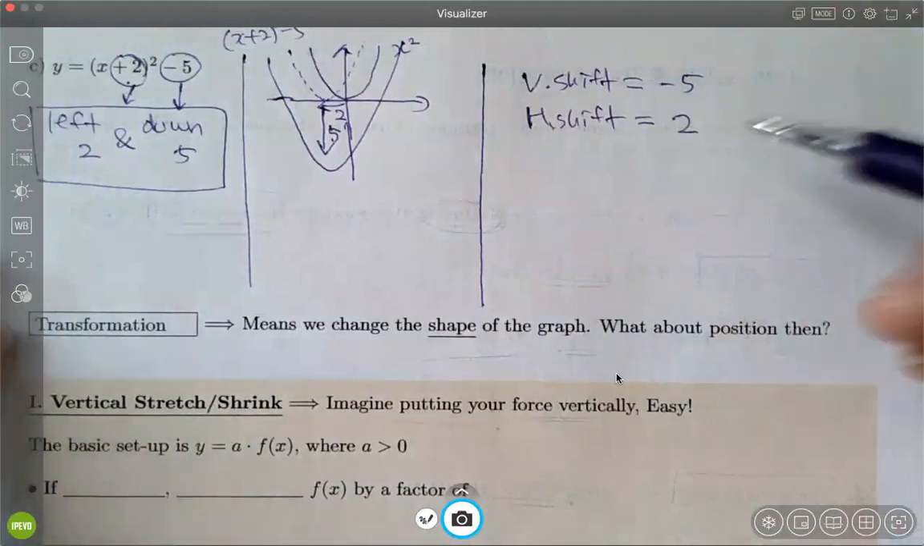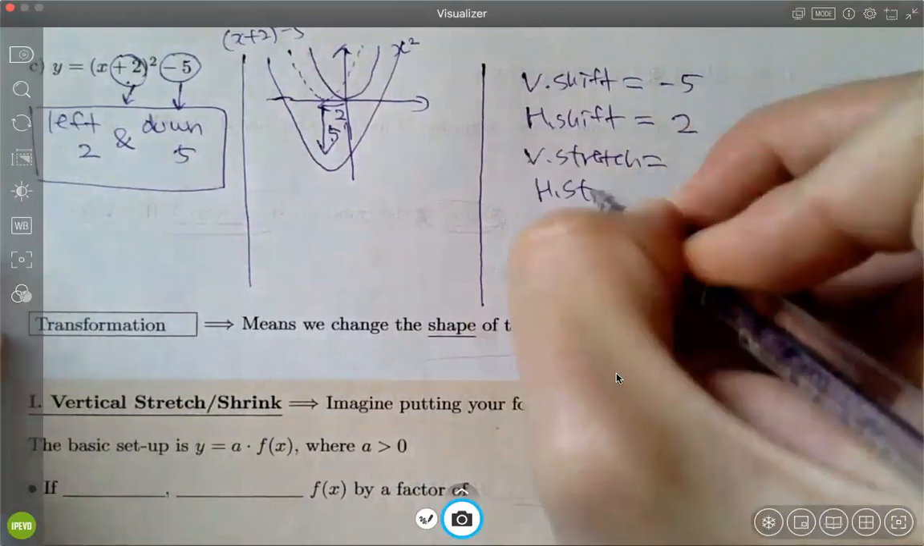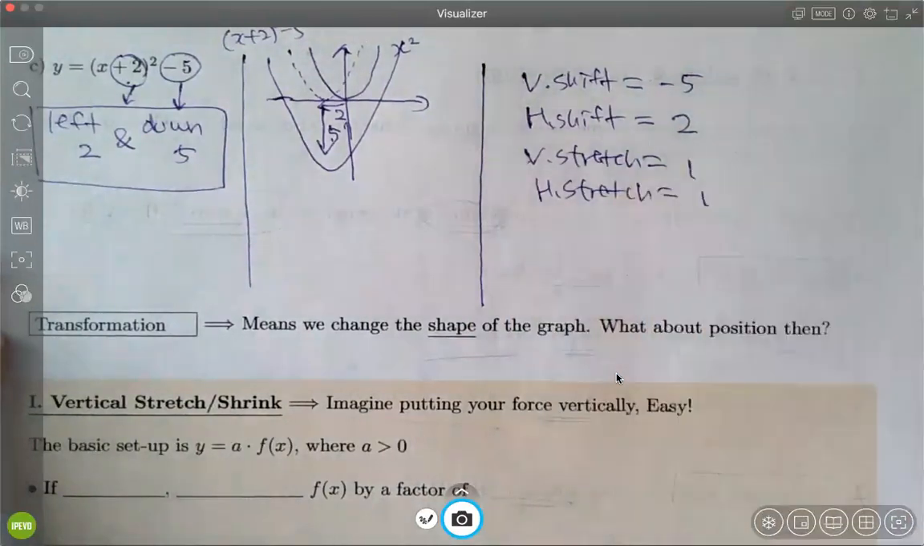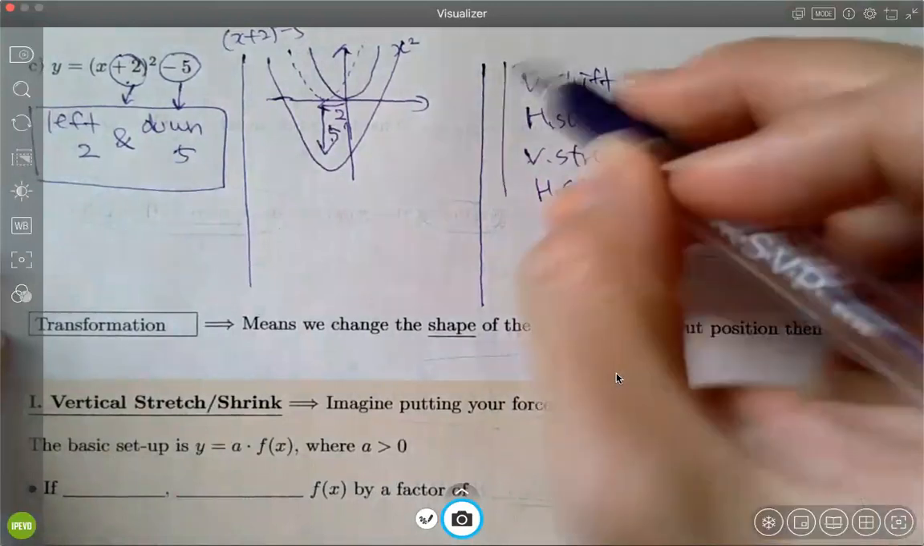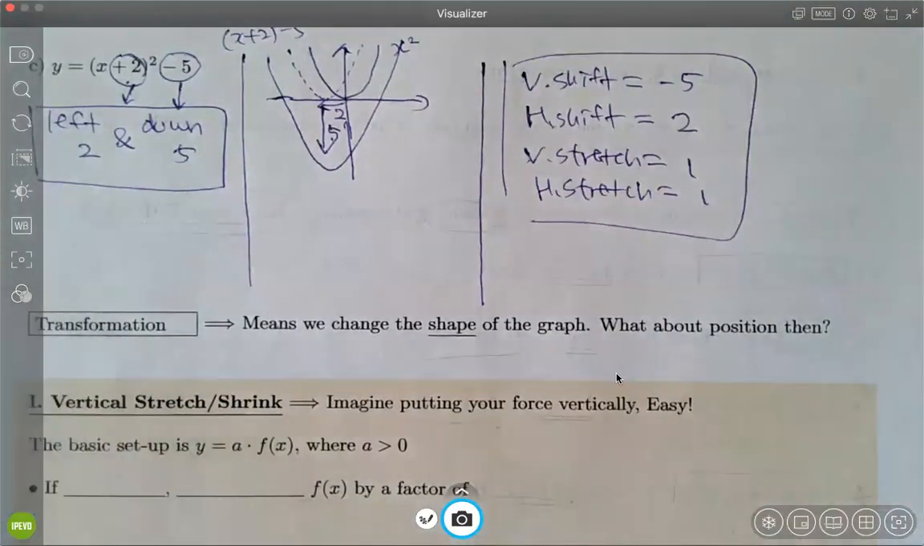And now, what about the stretches? It's all 1, same as before, because we are not stretching at all. So just keep in mind that you may see a combination of the vertical shift and horizontal shift, not just either one. Any questions on these translations?